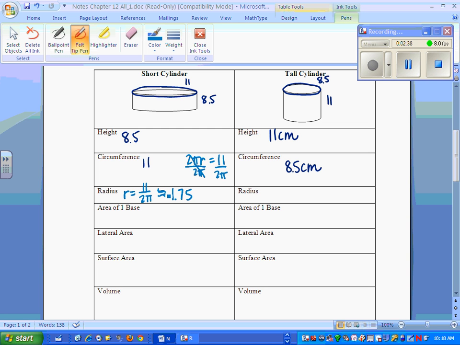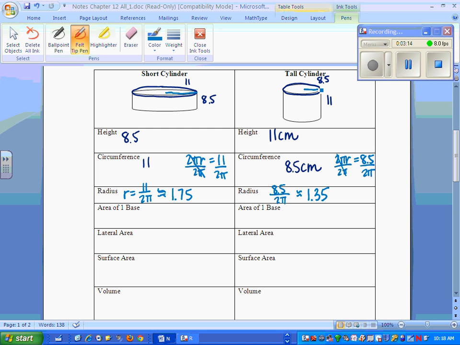Same thing over here for the radius. I know the circumference is 8.5, so I'm going to say 2 pi r, or pi d, equals 8.5, and divide by 2 pi. So now my radius is 8.5 divided by 2 pi. This calculates out to 1.35. Now notice this circle is much bigger than this one. This radius is 1.75, this is 1.35.